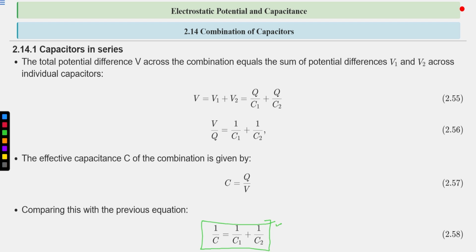So what you can infer from that result is that in series, the effective capacitance of the combination is less than the least capacitance that exists. Means if there are a number of capacitors in series combination and a capacitor with the least capacitance exists, the equivalent capacitance will be less than that least capacitance. Equivalent capacitance will be less than the smallest capacitance in the series.